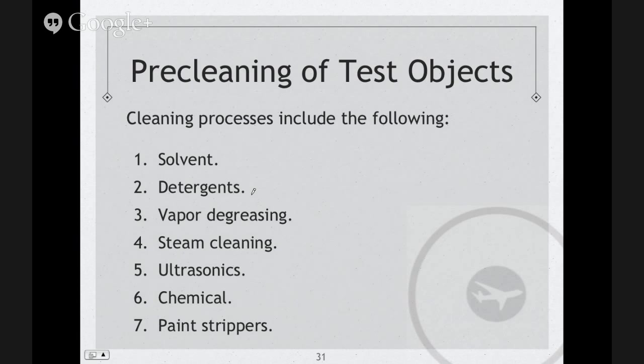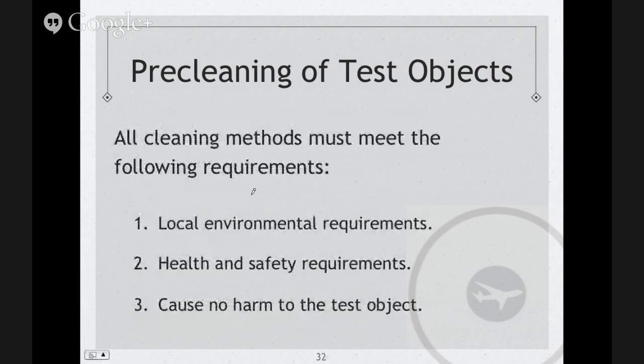You can use solvents, you can use detergents, you can use vapor degreasing, which is a very old method, but it's very effective for oils and greases. You can use steam cleaning, ultrasonic, or chemicals, right? Paint stripping, if one is necessary, might be specified on the procedure you're going to have for your inspection.